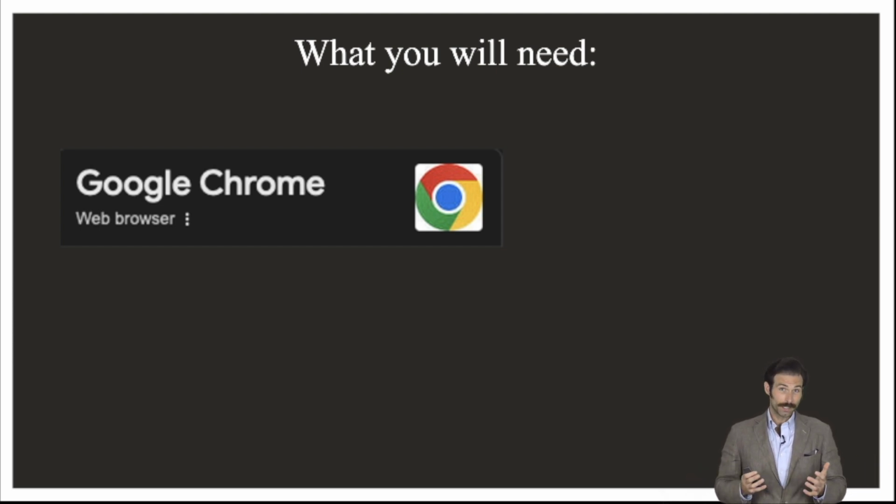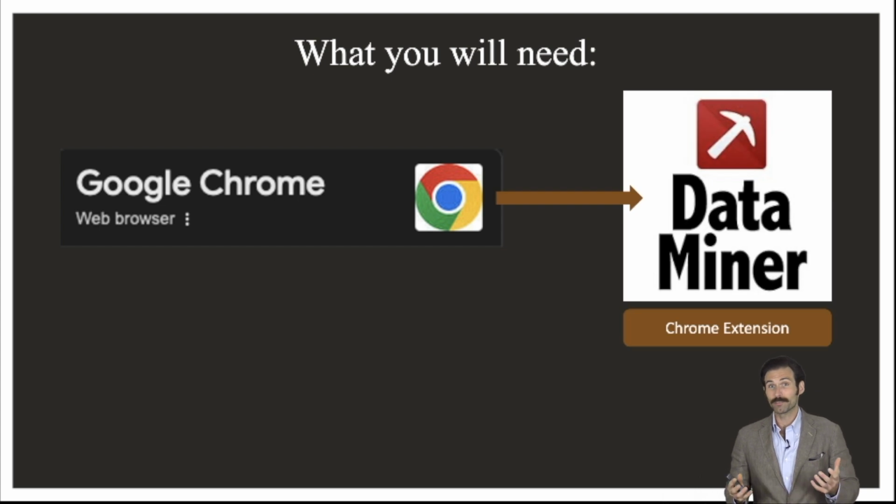The second thing that we'll need is web scraping software. For this course, we're going to use Data-Miner. Data-Miner is a Chrome extension, so once you have Chrome downloaded, you can go to the Extensions tab and download Data-Miner. It's a free program. There are some paid add-ons when you want to take your web scraping to the next level, but for now we're going to be using the basic version of the software.